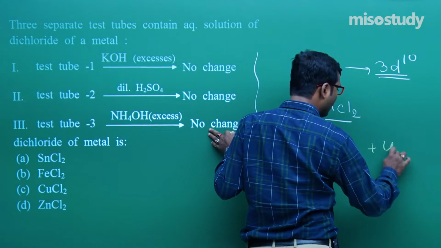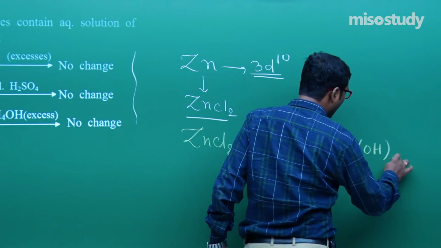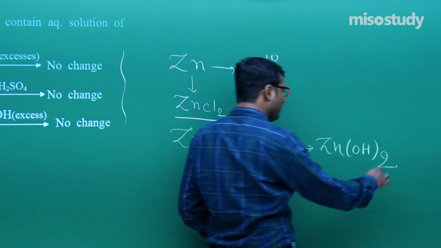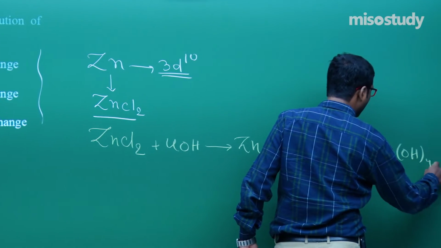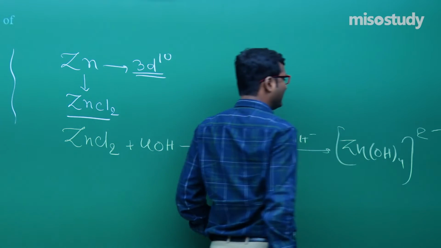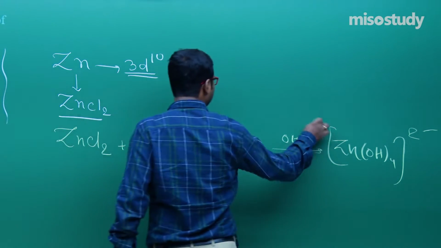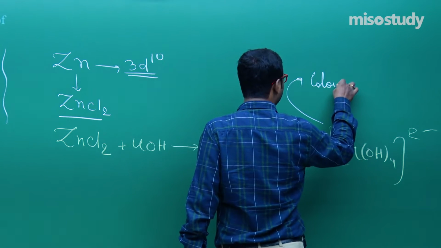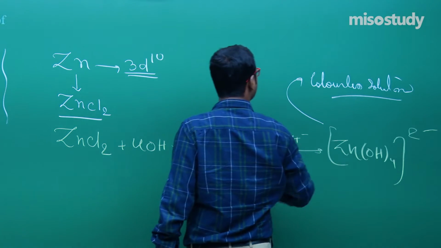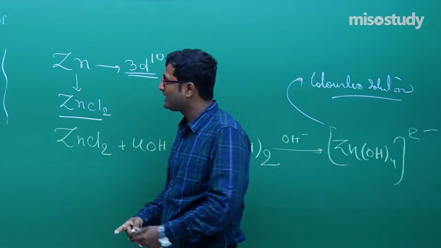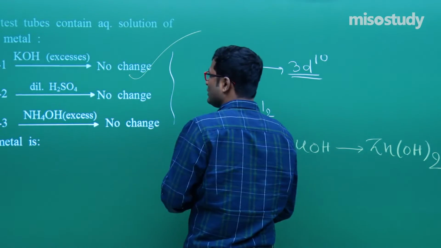ZnCl2 plus KOH excess, first of all, what will it give? It will give you Zn(OH)2. Clear? If more OH minus ion is present, it gives you [Zn(OH)4]2 minus. Clear? What I'm telling? [Zn(OH)4]2 minus. It is a colorless solution. Am I right? Yes, sir, you are right. It is a colorless solution. Now look at the next again. The first time, no change, that is a colorless solution, no change.